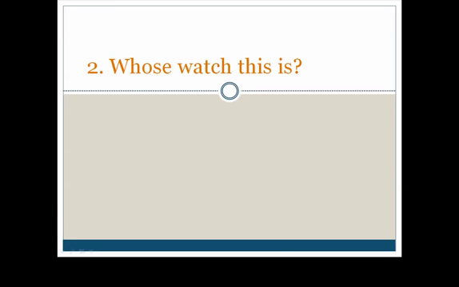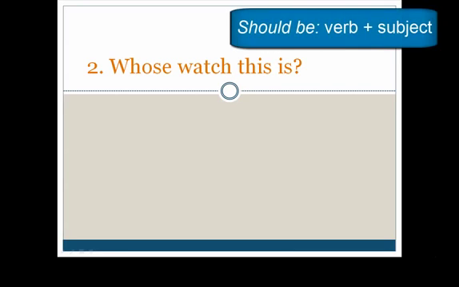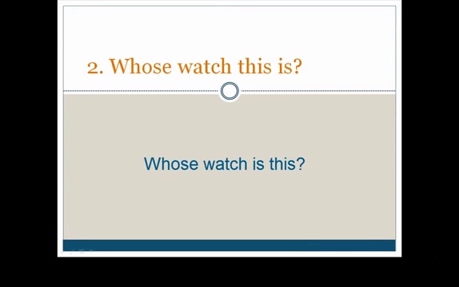2. Find the mistake and correct it. The mistake is with the word order. We need question word order, so we need verb plus subject. The correct question is, whose watch is this?